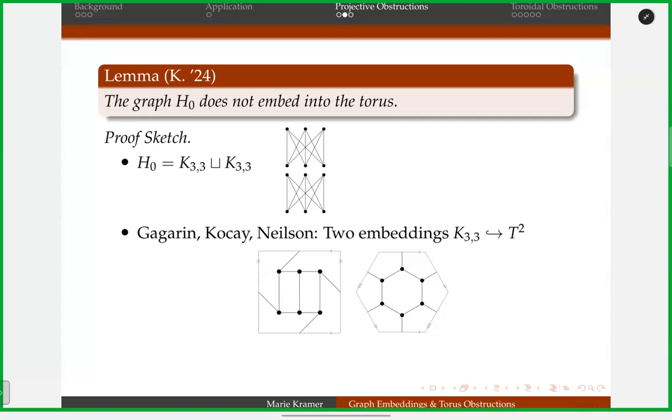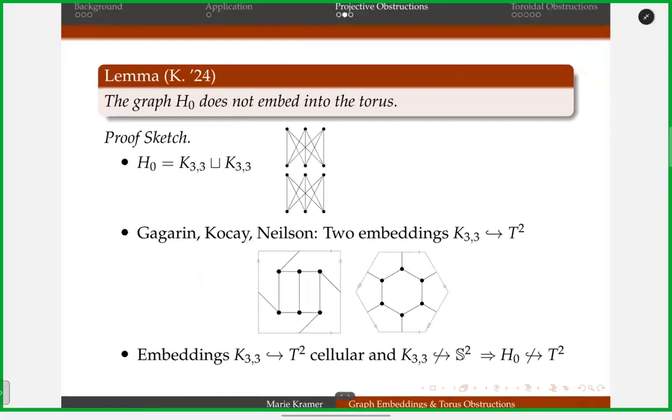The first copy of K33 has to look either like this or like this in the torus. But now we want to embed the second copy of K33, and since we can't cross over any of the already existing edges, we are now stuck, because it looks like we have to embed K33 into something that looks like the plane, which we know is impossible. Also, embeddings where each face looks like the plane are called cellular embeddings. But yes, we see that H0 really does not embed into the torus.